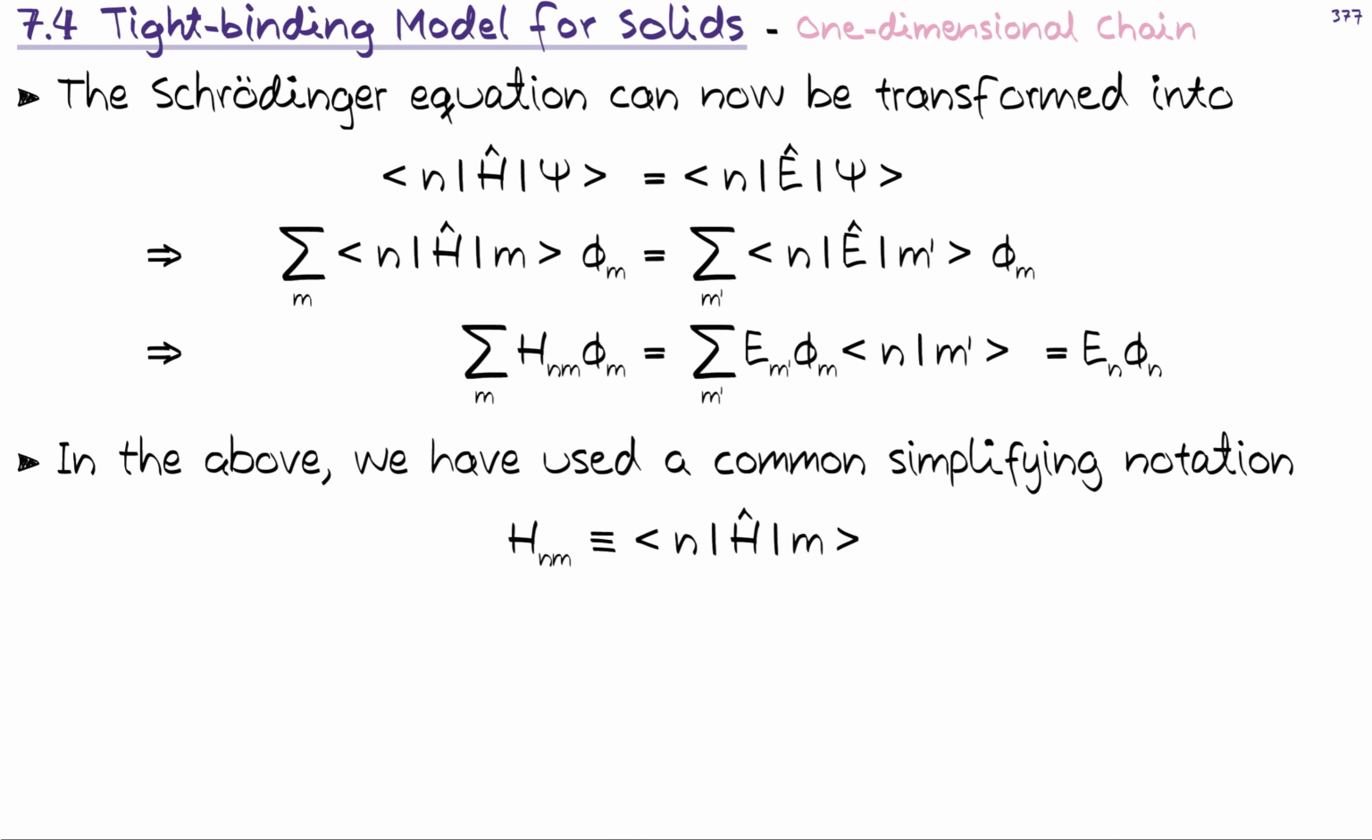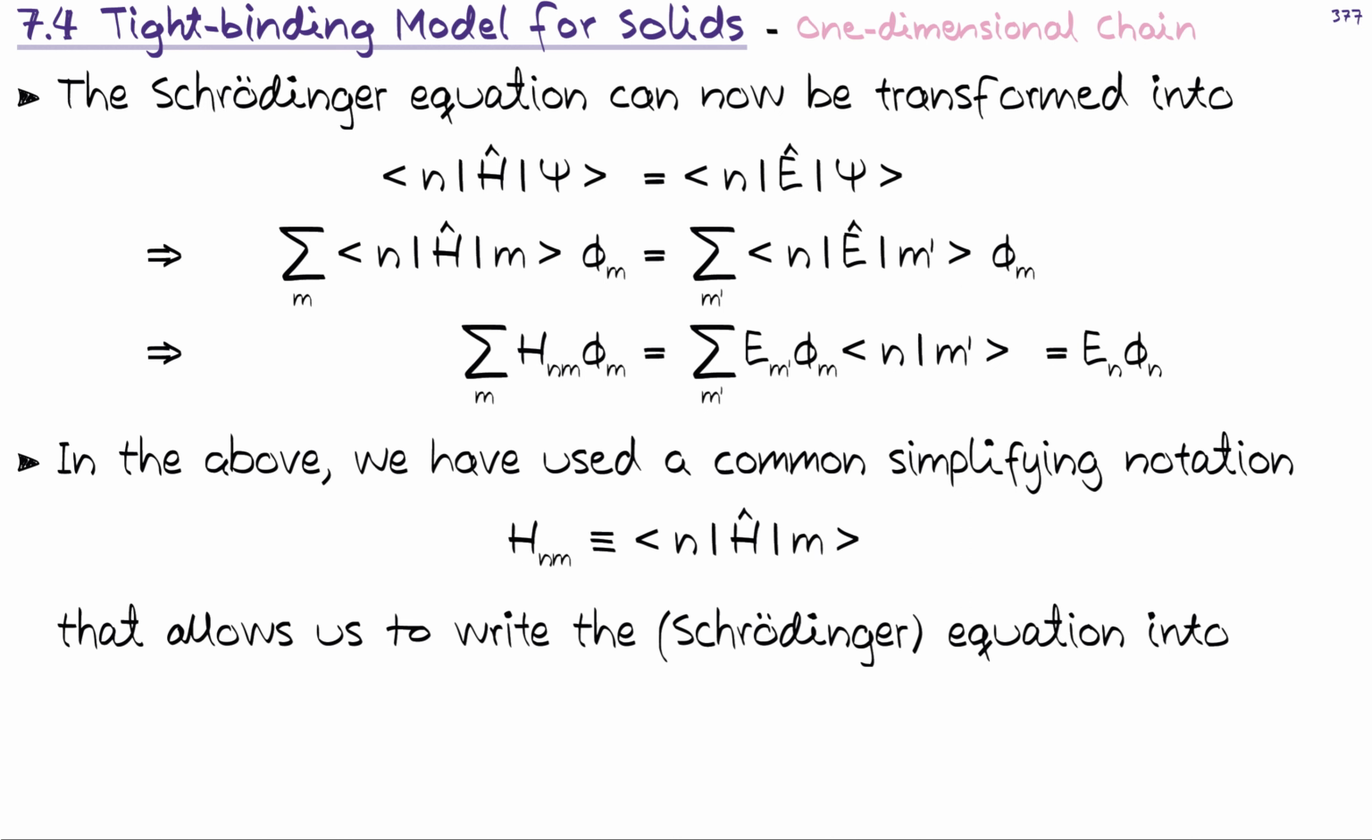So now we have written the Schrödinger equation into a slightly cleaner form. We are summing over m, and we have these H_nm terms there, which, like I mentioned, are the matrix components of the Hamiltonian operator. Then we have this phi_m that is associated with the weight of the electron on the mth atom's orbital. On the right-hand side we have the energy associated with this state n, and of course we are multiplying that with phi_n, the weight coefficient of the electron being in that state.